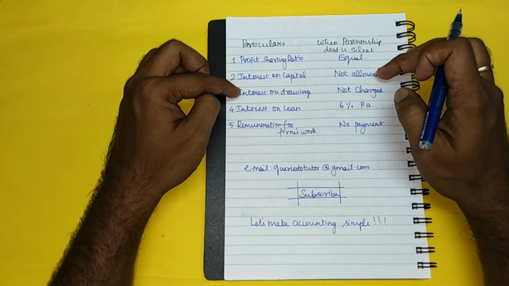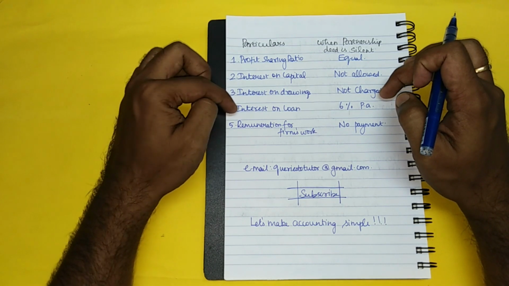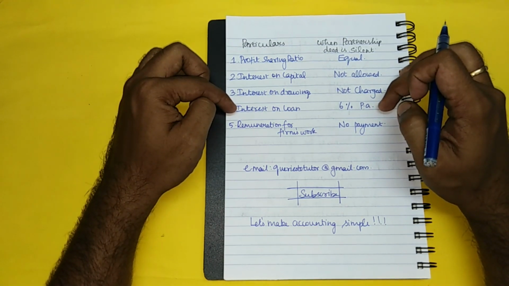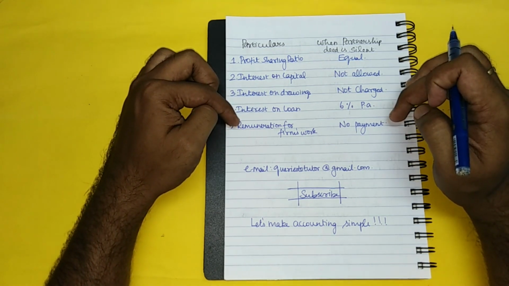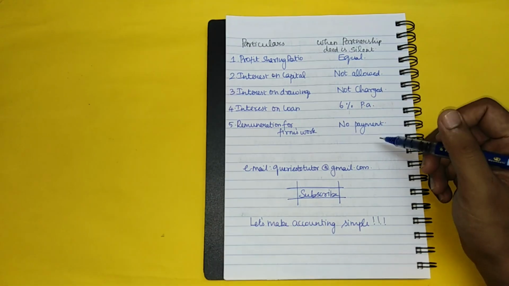Interest on drawings need not be charged when the partnership deed is silent. Interest on loan to be provided at 6% per annum when the partnership deed is silent. Remuneration for firm's work. There is no need of payment of such remuneration when the partnership deed is silent. We should also know the special aspects of partnership firm.